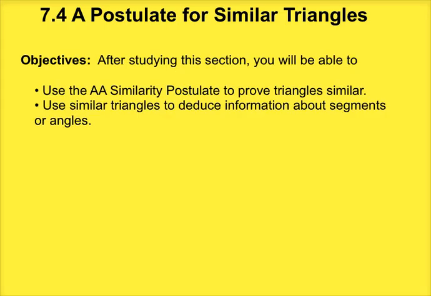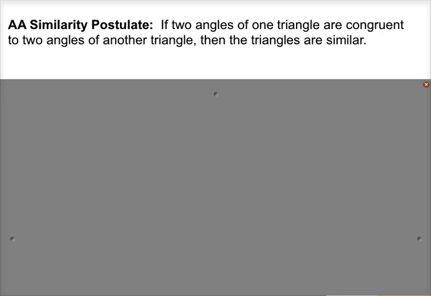Our objectives for today dealing with similar triangles. The first one is use the angle-angle similarity postulate to prove triangles are similar. And the second one, use similar triangles to deduce information about segments or angles. Okay, so the angle-angle similarity postulate: if two angles of one triangle are congruent to two angles of another triangle, then the triangles are similar.